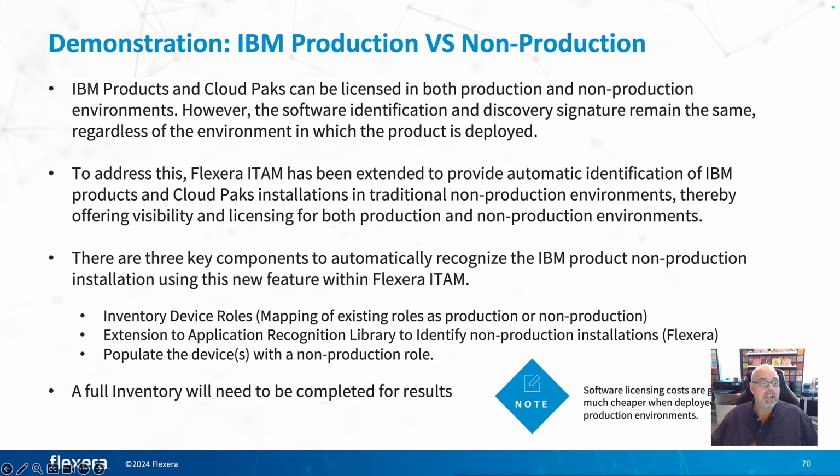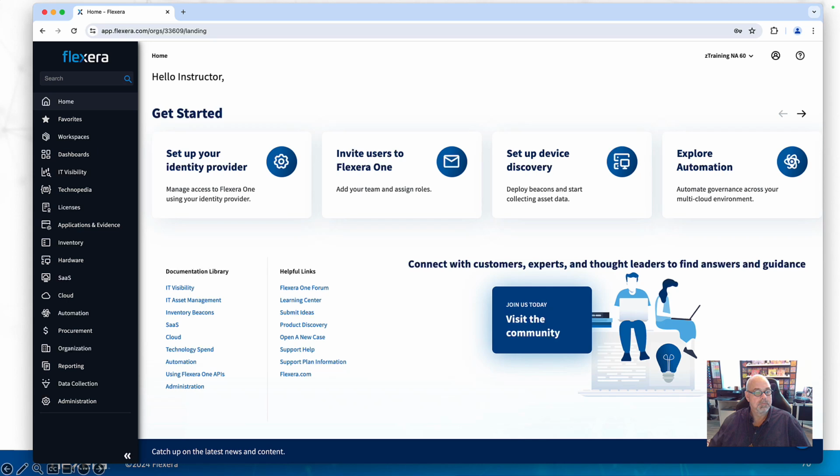To address this, Flexera ITAM has been extended to provide automatic identification of IBM products and Cloud Pak installations in traditional non-production environments, thereby offering visibility and licensing for both production and non-production environments. There are three key components to automatically recognizing the IBM product non-production installation using this new feature within Flexera ITAM. I'm going to walk you through that within Flexera itself.